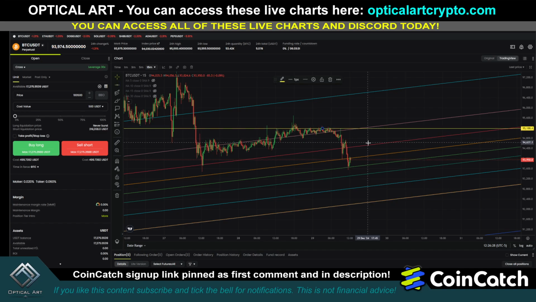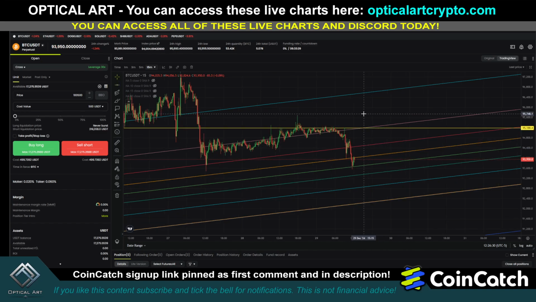This is a very key level here, 95,200. If I want to use a limit and say, okay, if we push above 95,188, I want to go long, well, you can't do that, and this is across all exchanges. So we would go to price under limit, 95,188. That would be the price. Cost, let's just say $1,000.